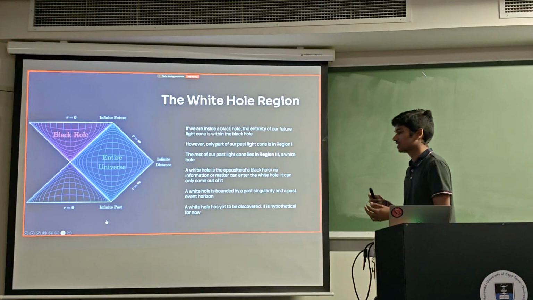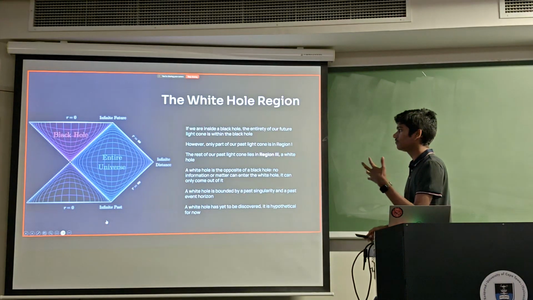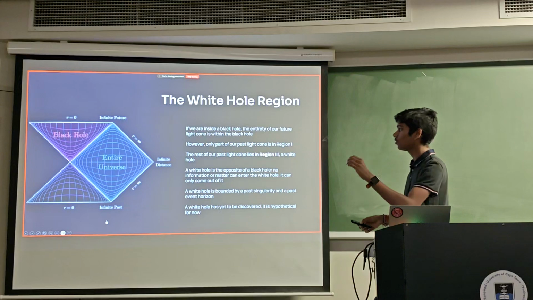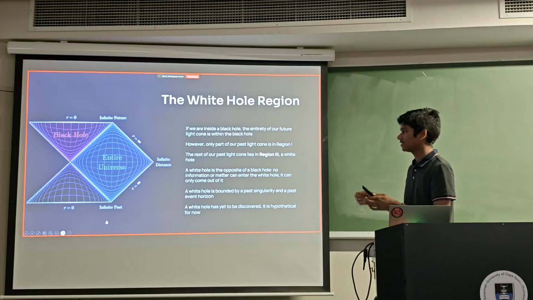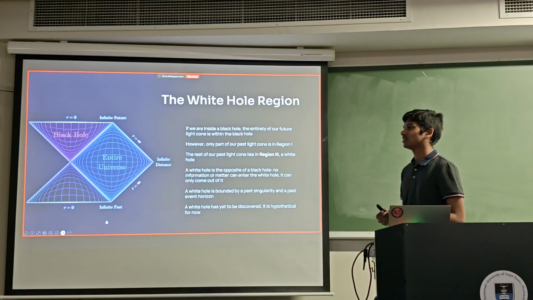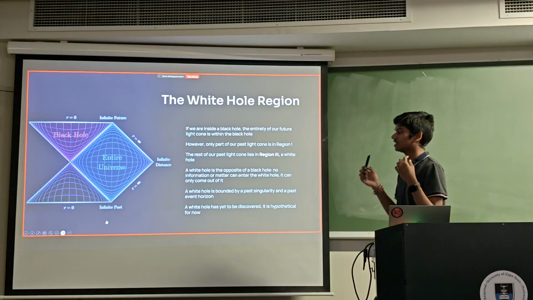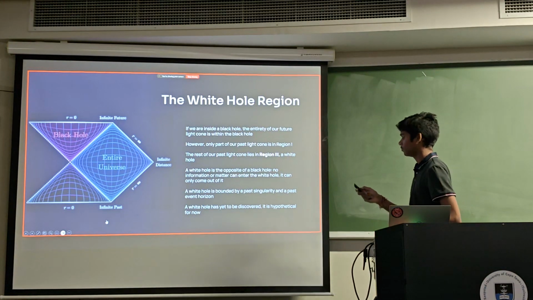The white hole region is a polar opposite of a black hole. Instead of a future singularity and a future event horizon, you have a past singularity and a past event horizon also at r equals 0. And this, like I said, is region 3. So unfortunately, we haven't observed a white hole yet. We haven't confirmed that it exists. It is purely hypothetical as of now, but I will talk a bit more about white holes as well.